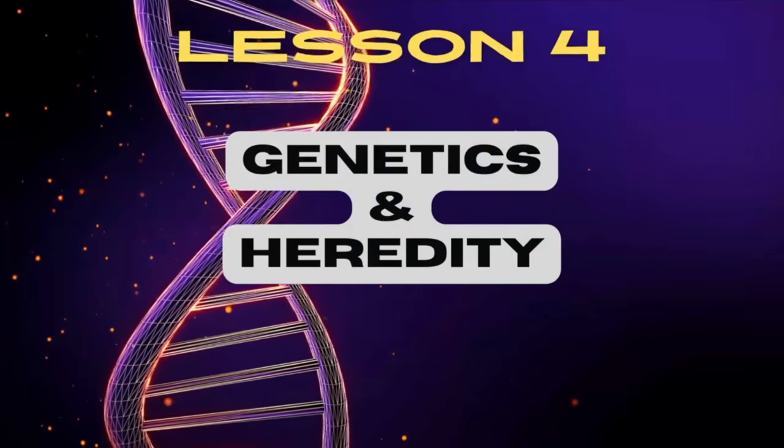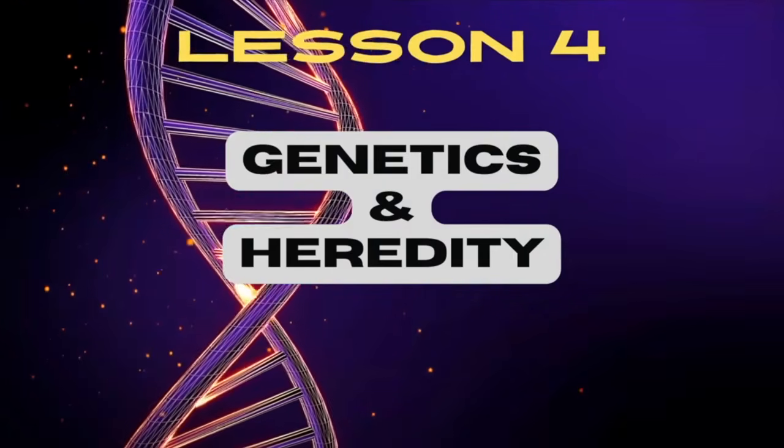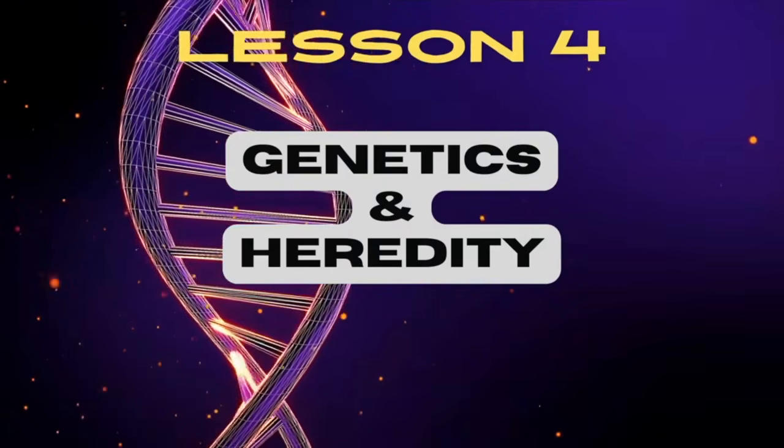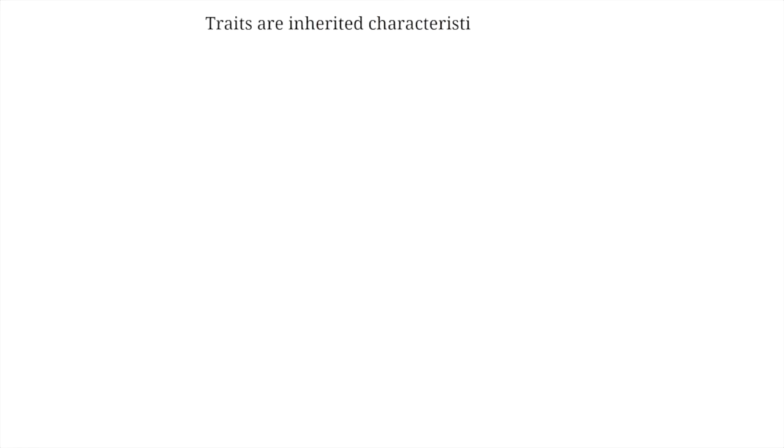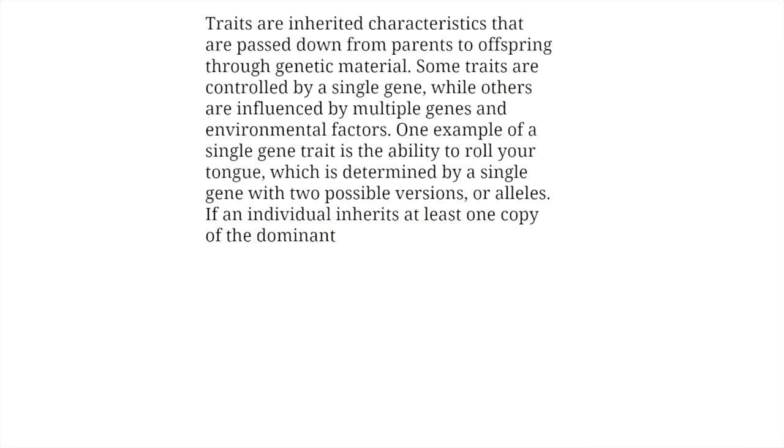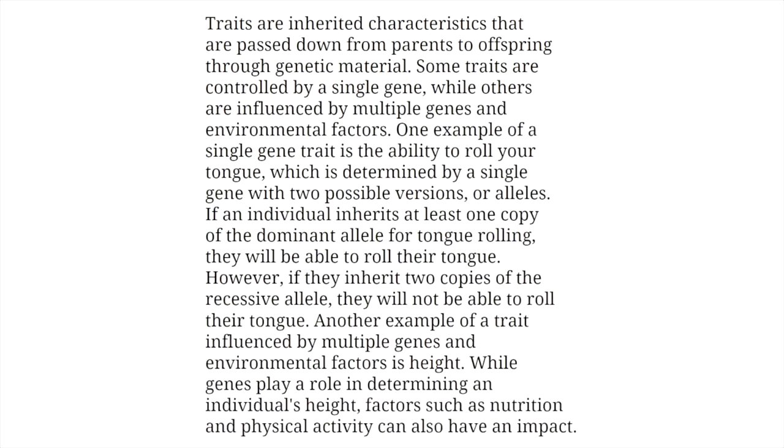Lesson 4. Genetics and Heredity. Read the passage and answer the question below. Traits are inherited characteristics that are passed down from parents to offspring through genetic material. Some traits are controlled by a single gene, while others are influenced by multiple genes and environmental factors. One example of a single gene trait is the ability to roll your tongue, which is determined by a single gene with two possible versions or alleles.